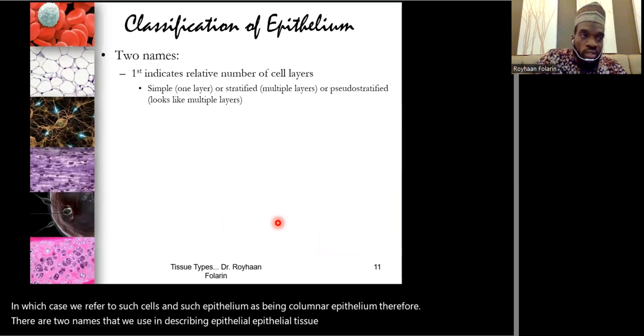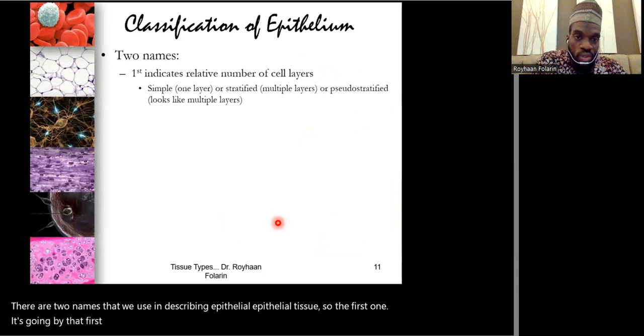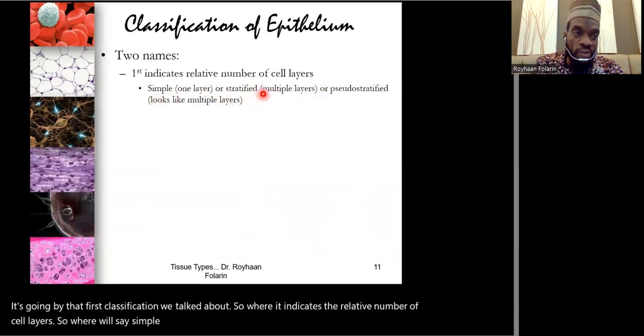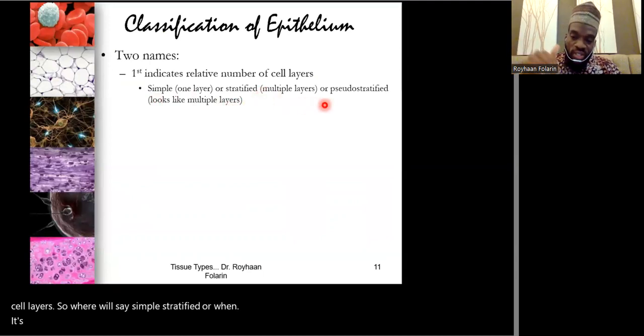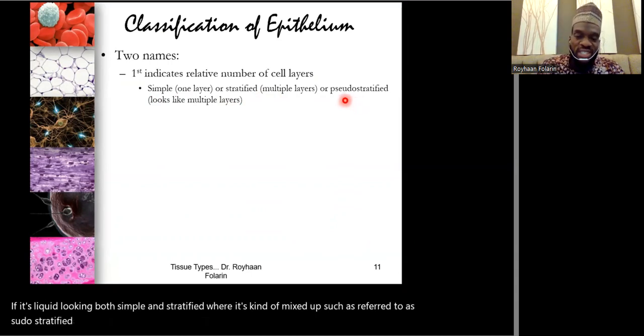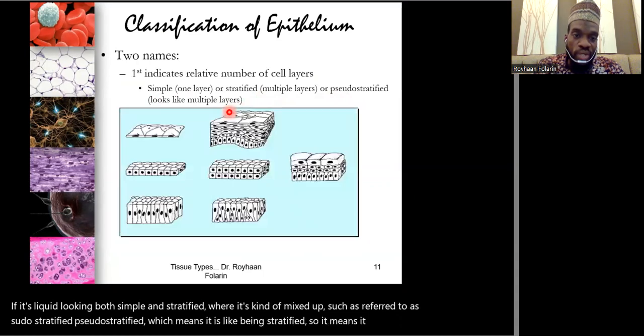Therefore, there are two names that we use in describing epithelial tissue. The first one goes by that first classification we talked about, which indicates the relative number of the cell layers, where we'll say simple, stratified, or, when it's looking both simple and stratified, where it's kind of mixed up, such is referred to as pseudo-stratified. Pseudo-stratified means it is like being stratified. So it looks like having multiple layers.